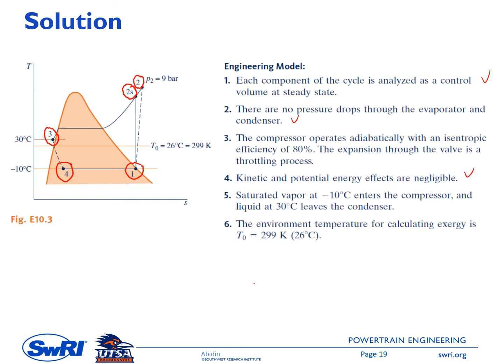Next, we can ignore the effect of kinetic and potential energy. Saturated vapor at minus 10 degrees C enters the compressor, so this is point 1. Liquid at 30 degrees C leaves the condenser, this is point 3. You can see here that point 3 is on the left side of the dome, so it is a compressed liquid, 100% liquid. For exergy analysis, we can use a T0 of 299 Kelvin or 26 degrees C.